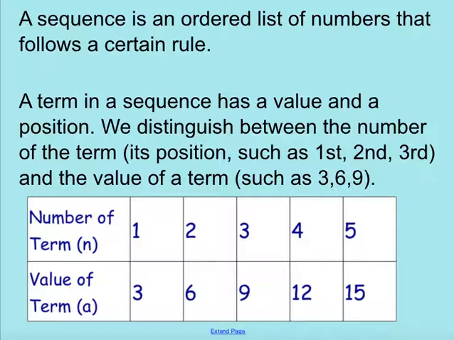Our most common are things like arithmetic and geometric. We also have a way to talk about each of these different terms. And kind of like if you were thinking about x and y for a function, we talk about the number of the term, so what position it's in. Is it in the first, second, third, fourth, fifth position? And what is the value of the term? So in this sequence that we have on the bottom of the page, the second term has a value of 6, and the fourth term has a value of 12.